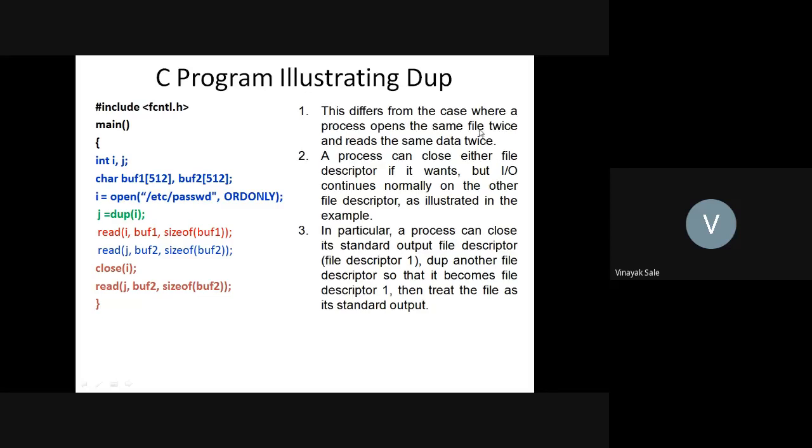A process can close either file descriptor if it wants, but input output continues normally on the other file descriptor. In particular, a process can close its standard output file descriptor and duplicate another file descriptor, so that it becomes file descriptor 1. Then it treats that file as standard output.